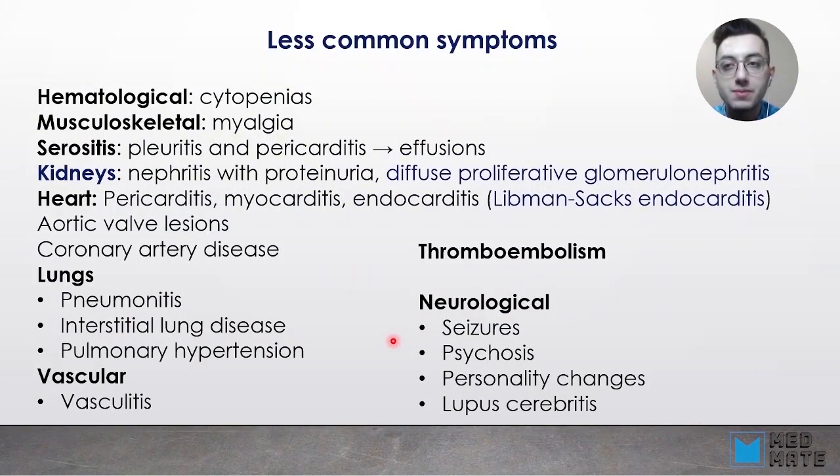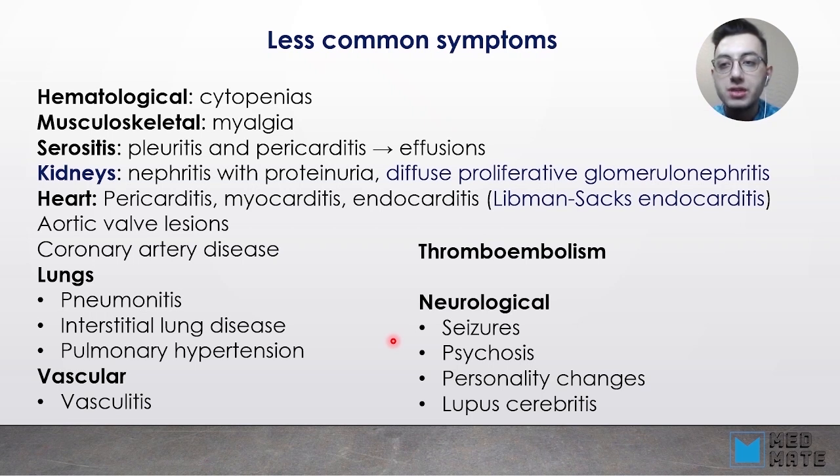Now, less common symptoms are hematological, musculoskeletal, and serositis. Many presentations, in fact. But one of the most common causes of death in patients with SLE is kidney failure, which is commonly caused by diffuse proliferative glomerulonephritis. This is very important because these patients may form different sorts of kidney problems, but one of the most common causes of kidney failure in these patients is diffuse proliferative glomerulonephritis, which is a type of nephritic syndrome.